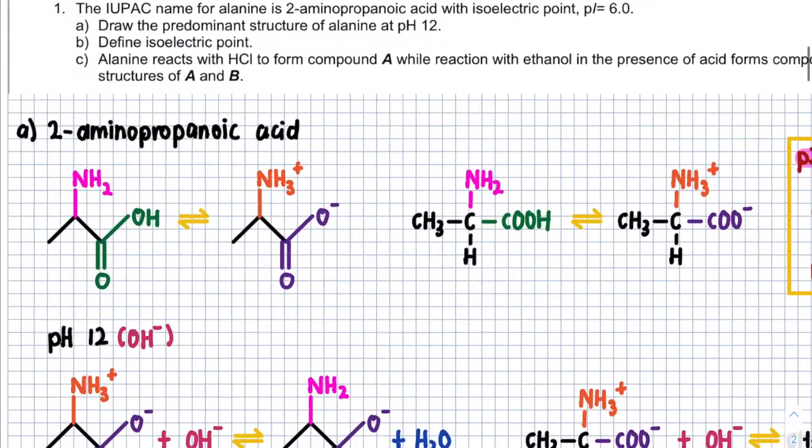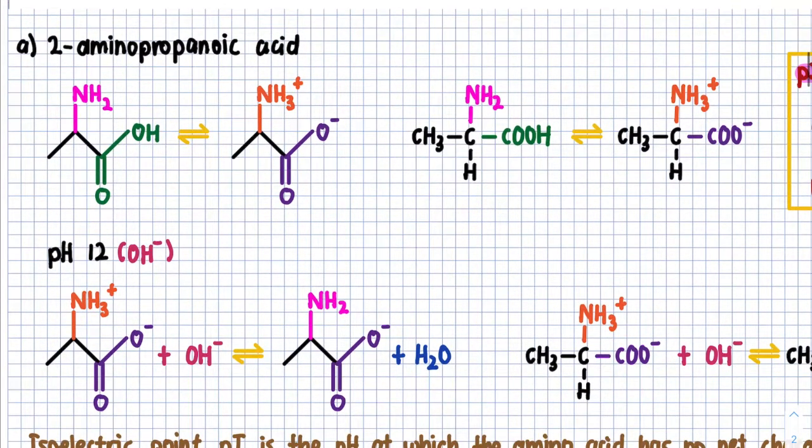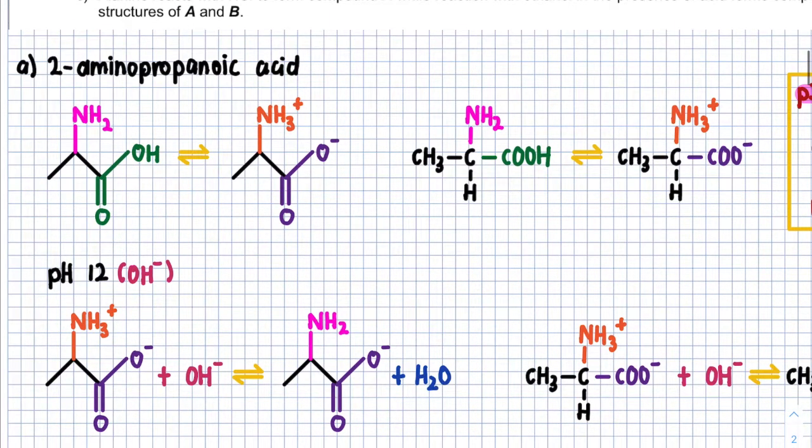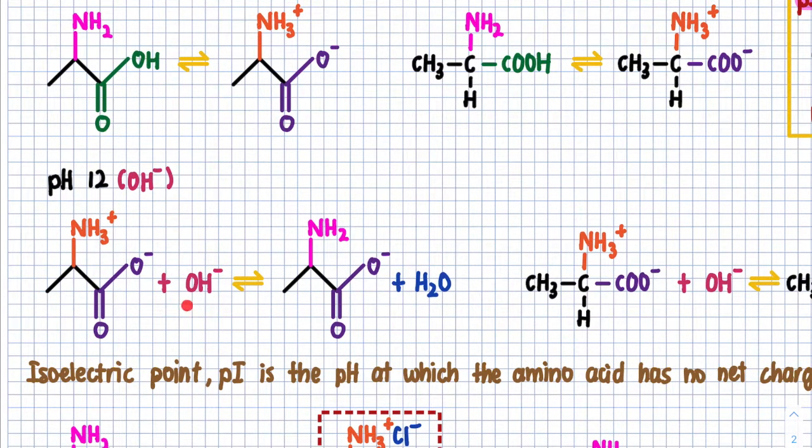So here I'm just going to write down: when pH is equal to 12, you have an excess of OH-. So I'm going to react my alanine with the OH-. But which one are we going to choose to react with OH-? We will choose the Zwitter ion structure. So the NH3+, COO- will react with OH-. From the structure itself, OH- has a negative charge, so it will not react with O- here. It won't react here. Opposites attract.